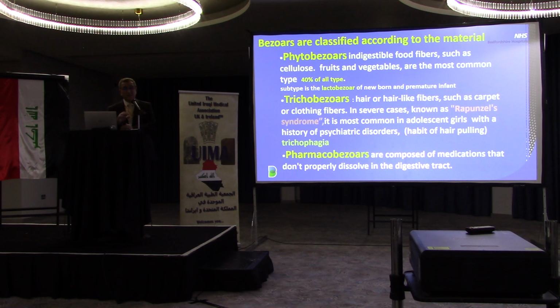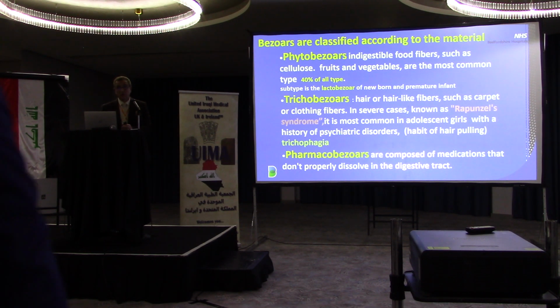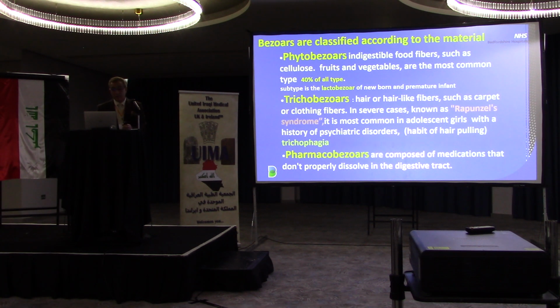There is a subtype of bezoar called lactobezoar. This happens in premature or newborn children as a residual amount of some material from the milk. But the trichobezoar, just like our case here, is hair or hair-like fiber, such as garment or clothing fiber, and in severe cases is known as Rapunzel syndrome. It is most common in adolescent girls with a history of psychiatric disorder, habit of hair pulling, and trichophagia, eating the hair, just like our patient. And the last type is the pharmacobezoar, when a residual part of capsules or some medication remains.